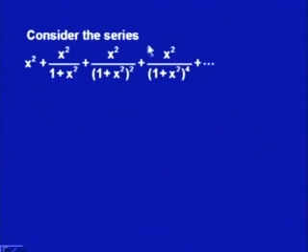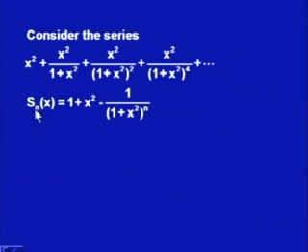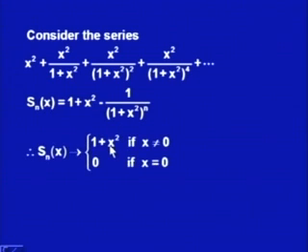Now, if we consider a different series, which is x^2 + x^2/(1 + x^2) + x^2/(1 + x^2)^2 and so on, then for this series the partial sum S_n(x) is 1 + x^2 - 1/(1 + x^2)^n.